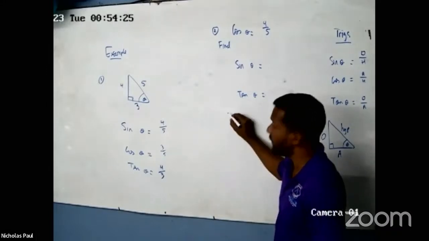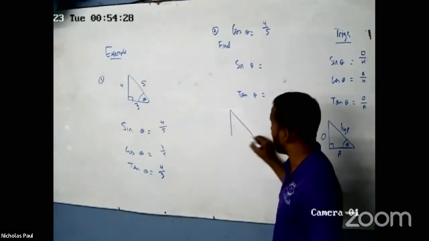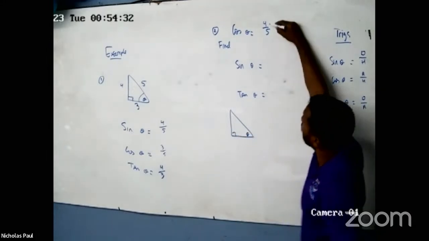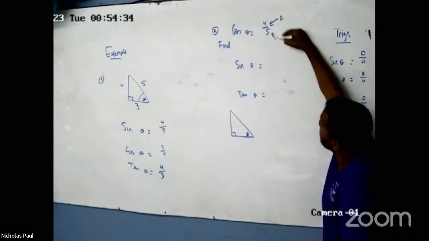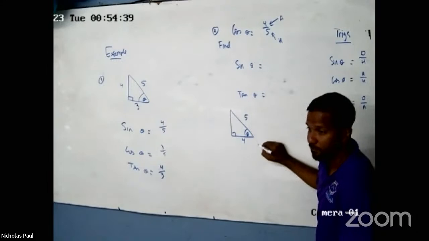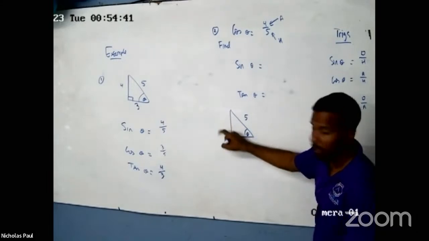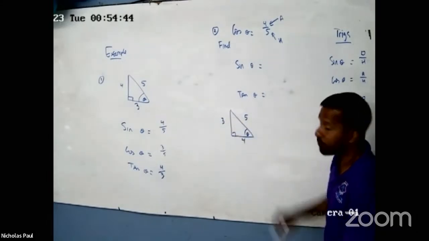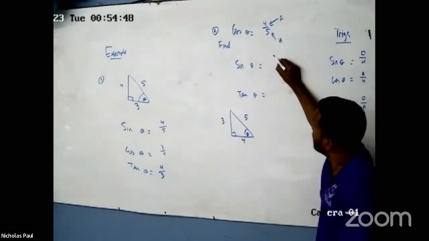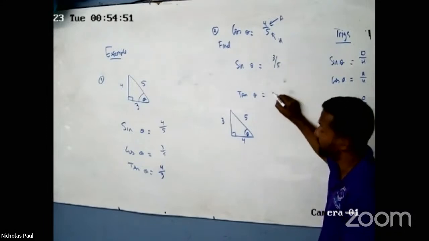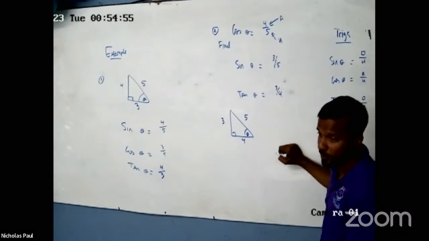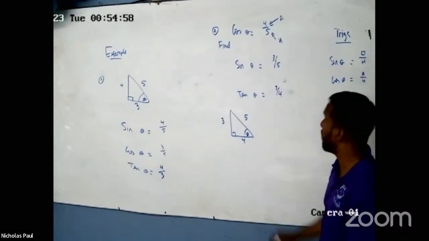Yeah, construct the triangle. From the triangle, we know what is adjacent and we know what is hypotenuse. So we know that adjacent is 4, hypotenuse is 5, and we can easily find opposite. And we know the answer. So sine is 3 over 5. Tan is 3 over 4. Are you okay there? Easy. Copy it down.